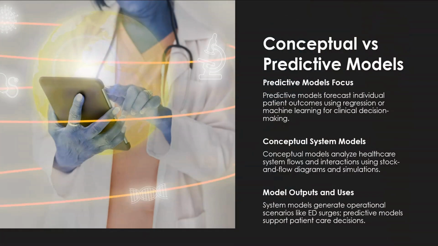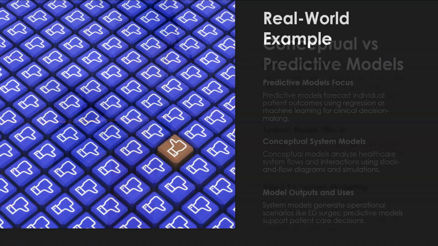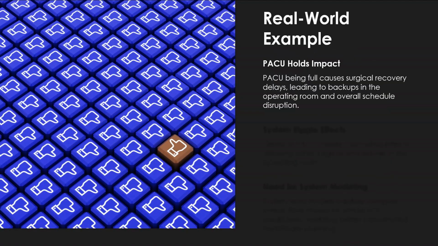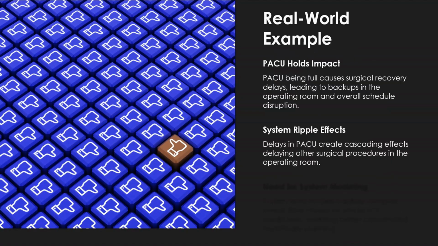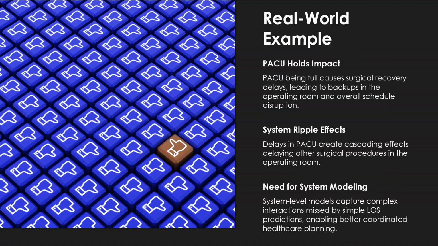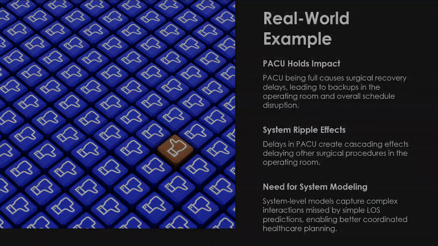Just a chance to pause and reflect that this is not predictive modeling. Predictive models might actually be used in this sort of work, but they are usually for an individual thing, an individual outcome, whereas these conceptual models are more about analyzing the system and the interactions. And our outputs are going to be used differently between those two types of modeling. So you've just seen how PACU can impact and ripple through the rest of a system and how modeling the system overall can help us think about that.